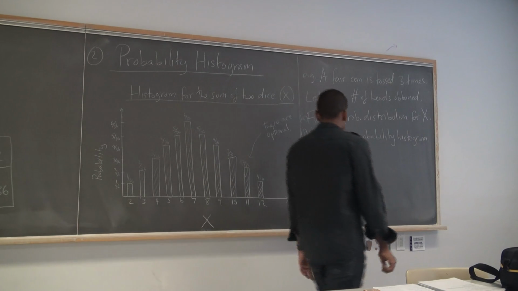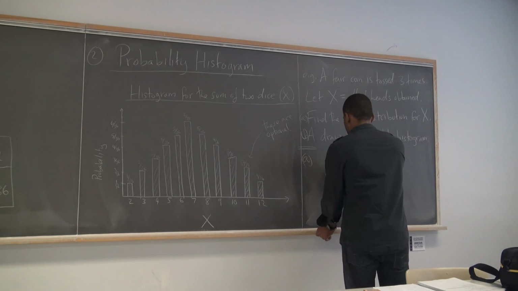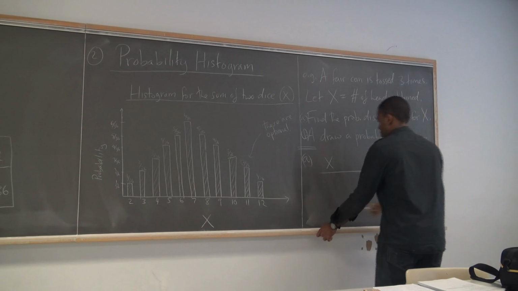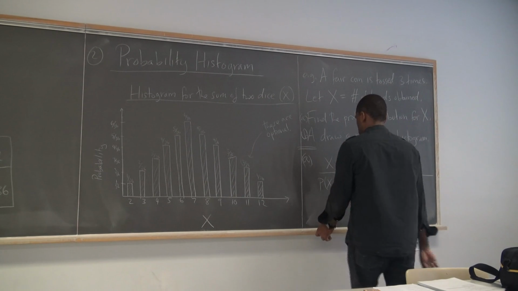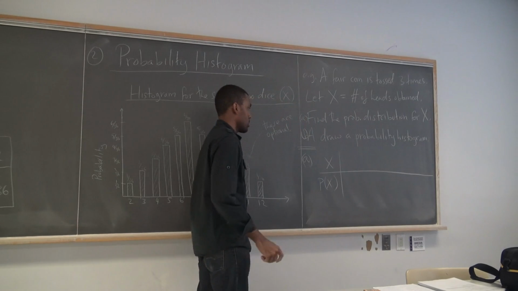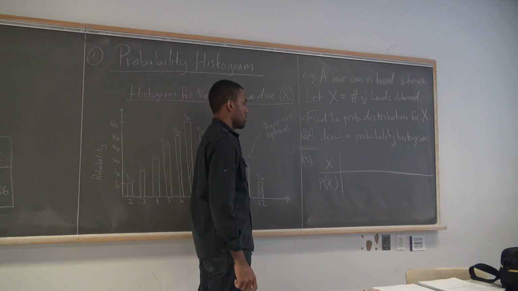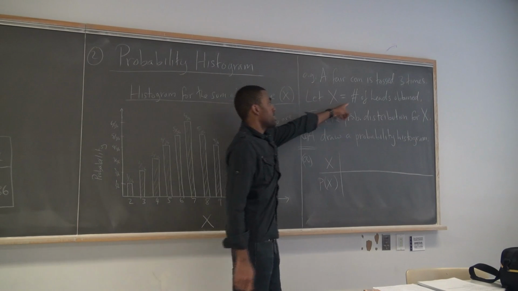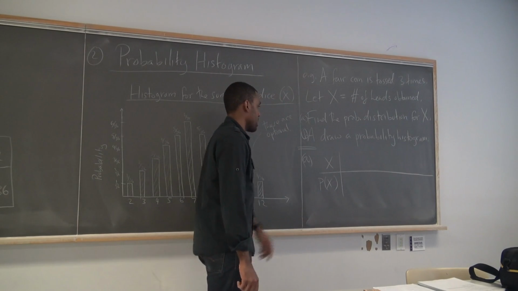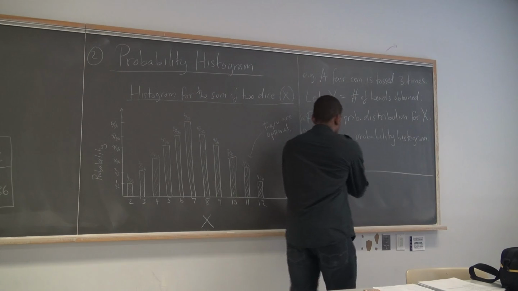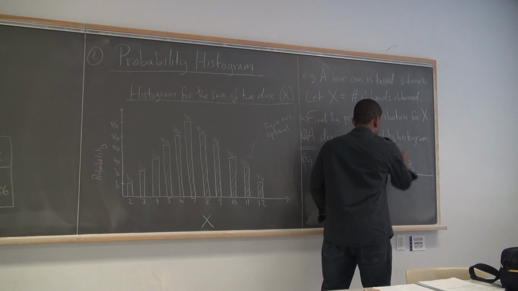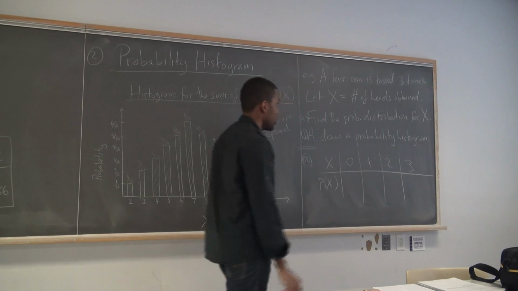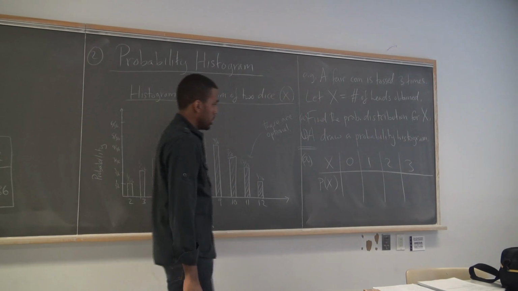Okay, let's do the probability distribution, x versus p of x. What were the possible values of x? 0, 1, 2, 3. X is defined as the number of heads, so possible values of x have to be numbers. Just list all the possible values it can take on. They will usually be numerical values.